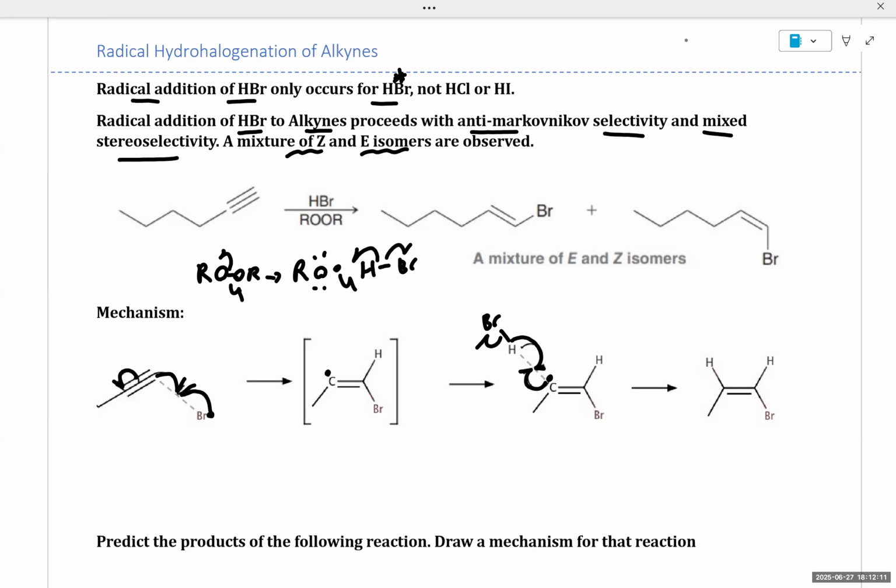Note the reason why the halogen ends up at the least substituted position is because it adds to generate the most substituted, most stable radical.